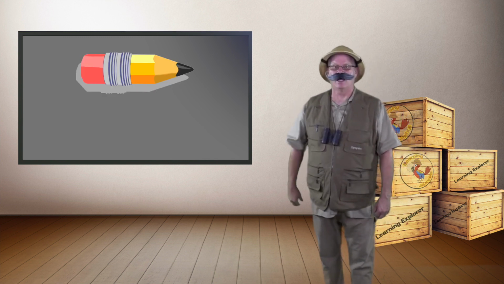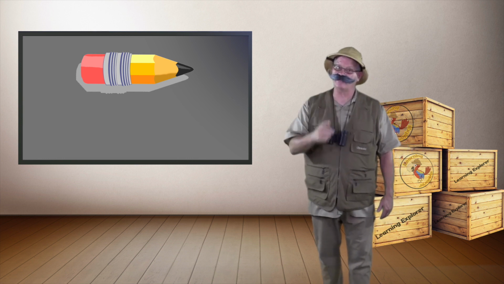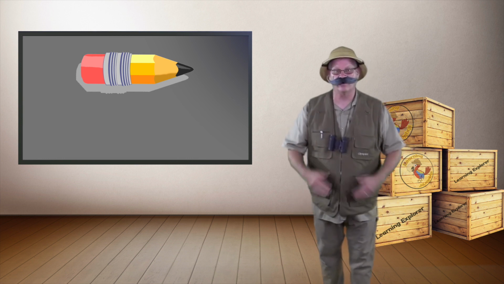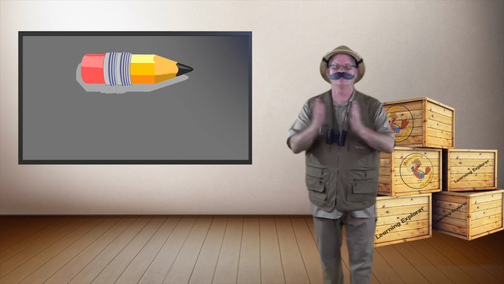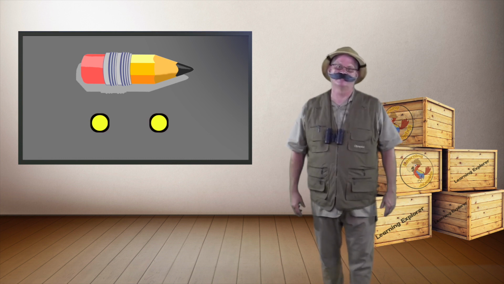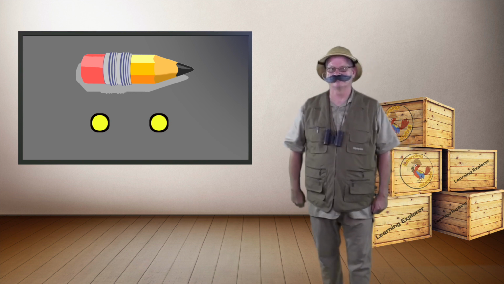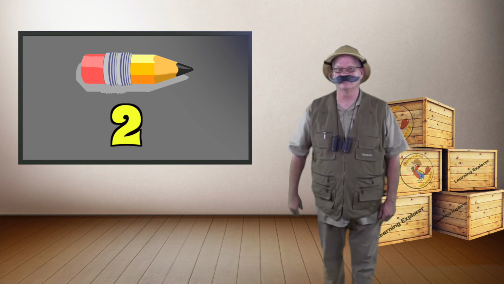Let me give you an example. Pencil. I'm going to clap and count, and then that will tell me how many syllables are in pencil. Pencil. How many times did I clap? Two times. So that means pencil has two syllables.